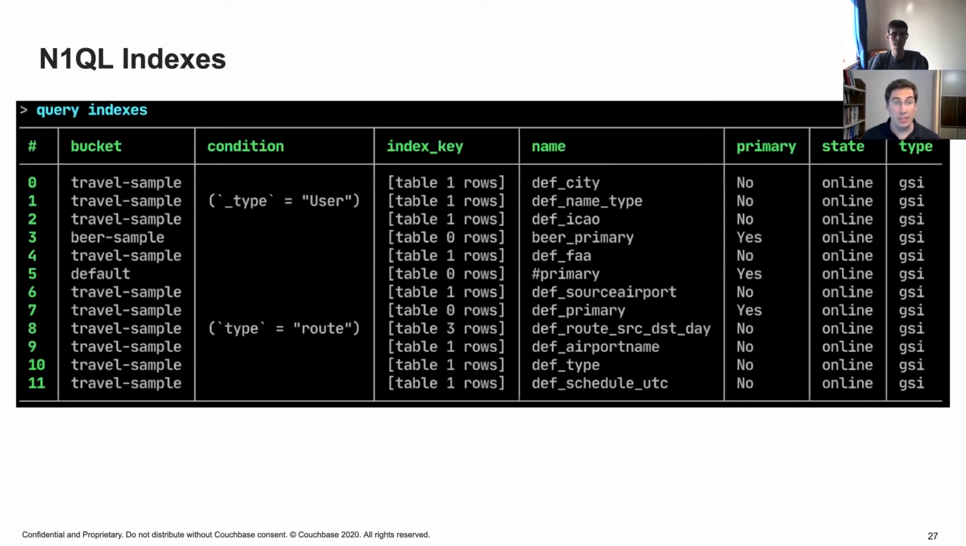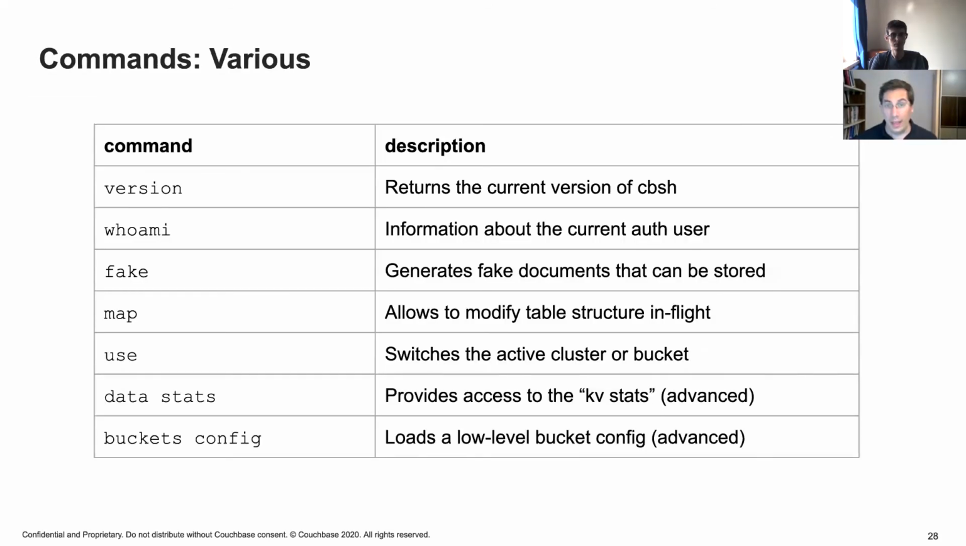We can list all the indexes that are part of our cluster. You can see on the left side in the bucket column that certain indexes are for different buckets, right? So you could, for example, use the where command to say, give me all my indexes where bucket equals tilde default, right? And there are many more commands available. For example, version gives you the current version of Couchbase Shell. The whoami command runs a query against the cluster and gives you information about the current user, what the assigned roles are, and so forth.